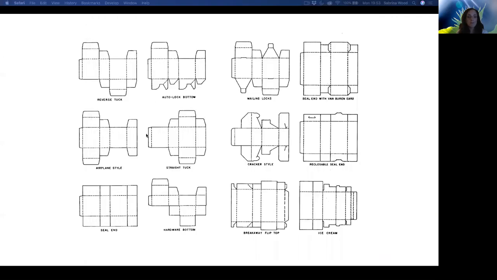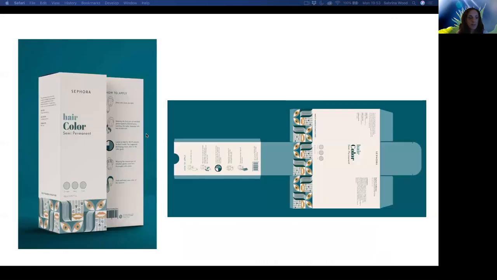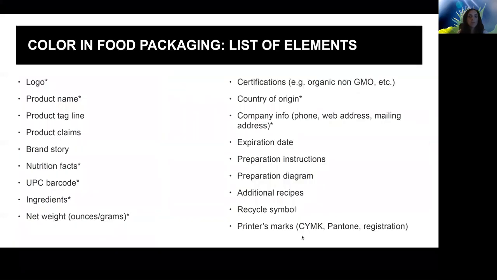All right, now, so here's an example of Sephora hair color, and you can see that this is the way they designed their package, and how it folds up. Okay. So what are some of the main elements? You're going to include the logo, the product name, the nutrition facts if you're doing food. Obviously, if you guys have chosen a beauty product, you won't do that. You're going to include the UPC barcode, ingredients, and the net weight. Unless, of course, yours is a liquid, then you're going to include the volume instead.